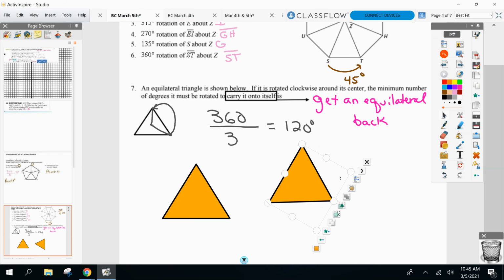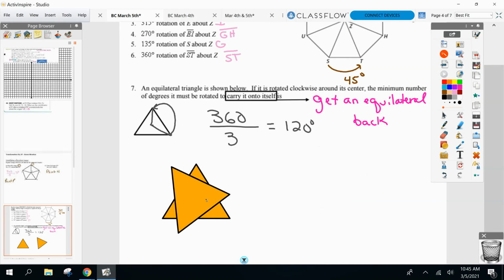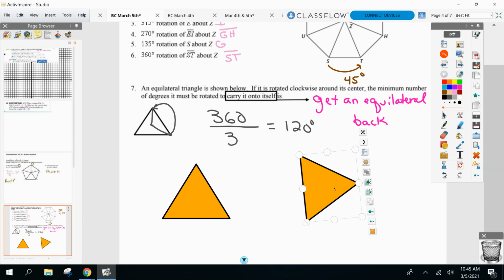There it is. That took me 120 degrees. You're correct. It's still an equilateral triangle, but it's not the one I just started with. I basically have to be able to match them right on top of each other, which I would not be able to until I hit 120 degrees.